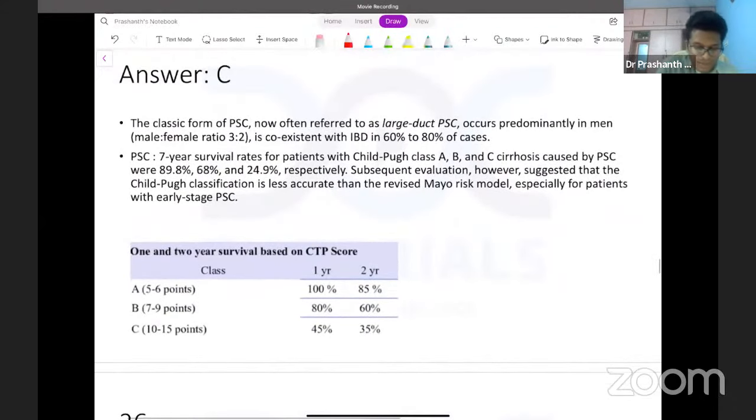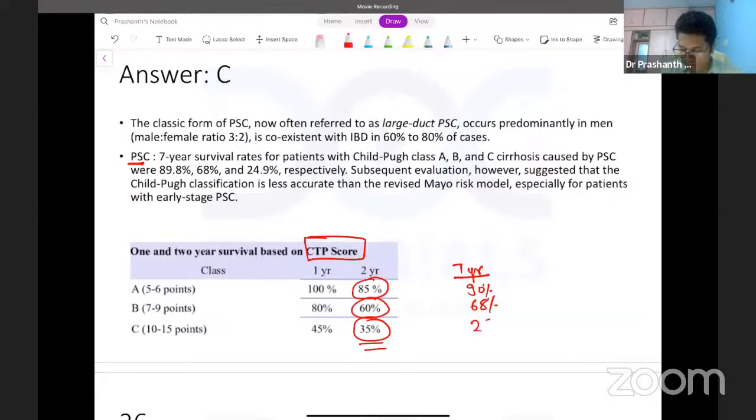Always remember in PSC, first let's see the CTP score. For a normal, otherwise CLD patient, at 2 years the survival rate is 85%, 60%, and 35%. Now, in PSC, even at 7 years, 90% of people stay, 68% are living, and 25% are living. This should tell you that in PSC, the CTP score is not a good score, and hence the Mayo risk model, the revised Mayo risk model, came into being. This data tells you that PSC compared to other forms of CLD is a better one and does not progress that fast. That's what we can decipher from this particular data.